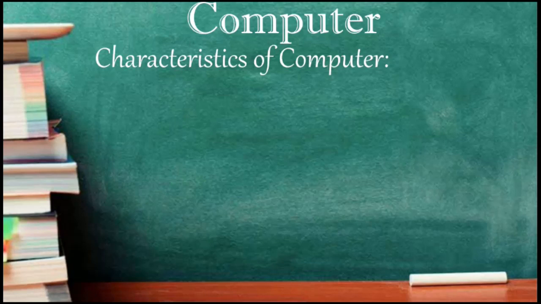Now we will see different characteristics of computer system. First one is speed. Computers have very high processing speed. Speed of computer is measured in terms of data processed per second. Computer can process millions of data per second.